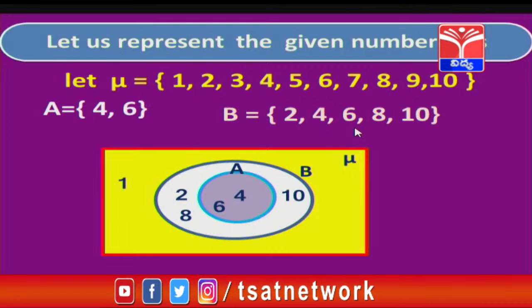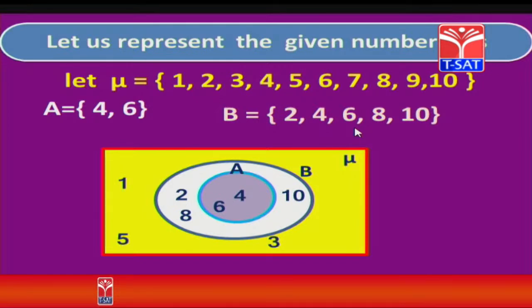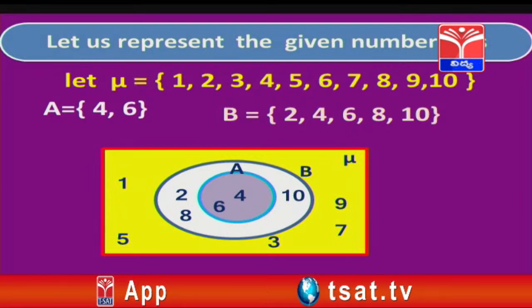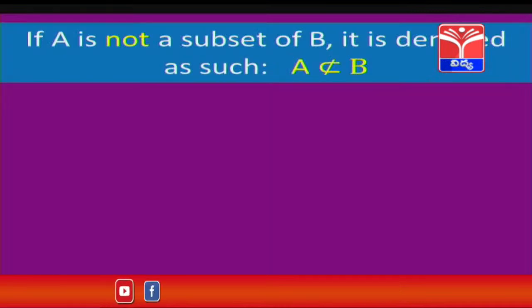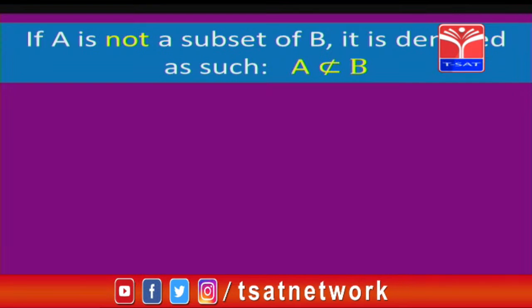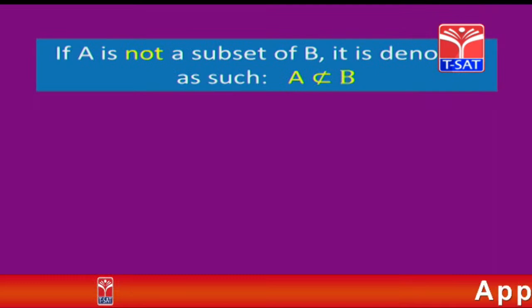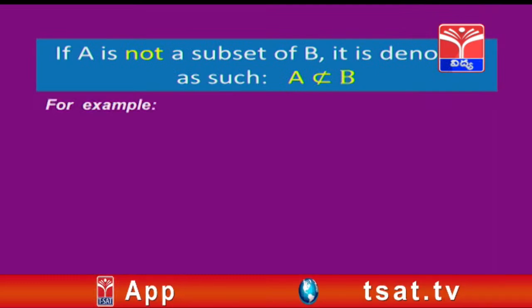You see. Now, the other elements are outside of B. So, this is the way to represent the subsets. Okay? Next, if A is not a subset of B, it is denoted as such: A is not a subset of B. Understand?